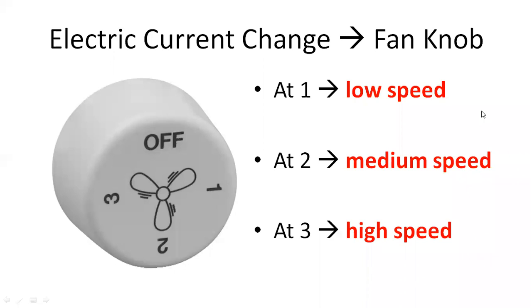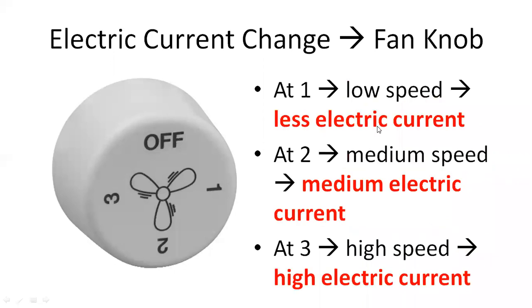Second stage. Do you agree that if the fan is working at a low speed, that means it is not moving very fast, so it must be getting very less electric current? The fan is getting very less electric current at 1 and hence the speed is low. Agreed? So that means at 3 it will have high speed and high electric current.